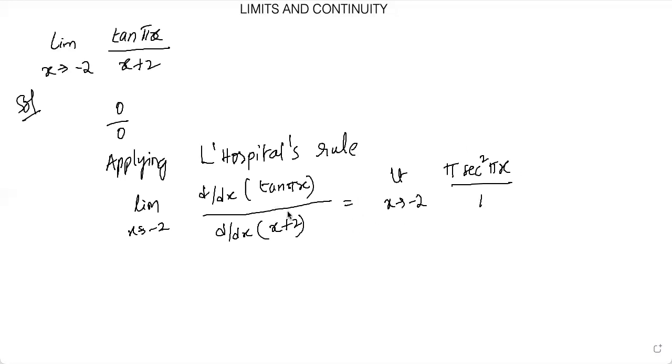Now let us substitute x as -2. So this is pi secant square of -2 pi. Secant square of -2 pi is equal to 1. So you get this as pi. So that is the solution.